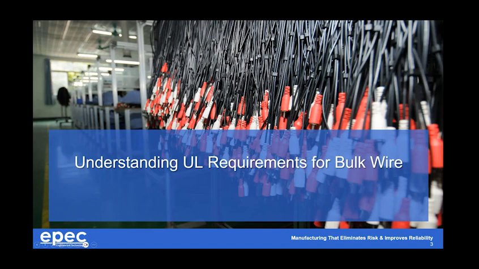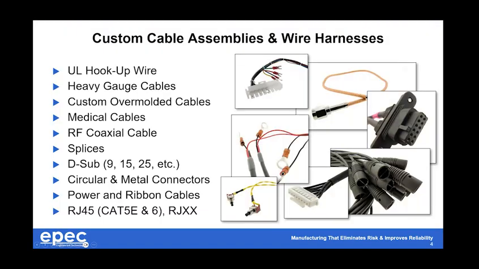So what do we mean by UL requirements for bulk wire? Taking a step back, here at Epec, we support a variety of custom cable assemblies and discrete wire harnesses. These range from traditional hookup wires to large gauge wires in grounding terminals, overmolded cables, all the way through a variety of D-sub and other types of power and data interconnects. But by and large, all of these types of cables and wire harnesses may or may not have wire that has that UL rating already.